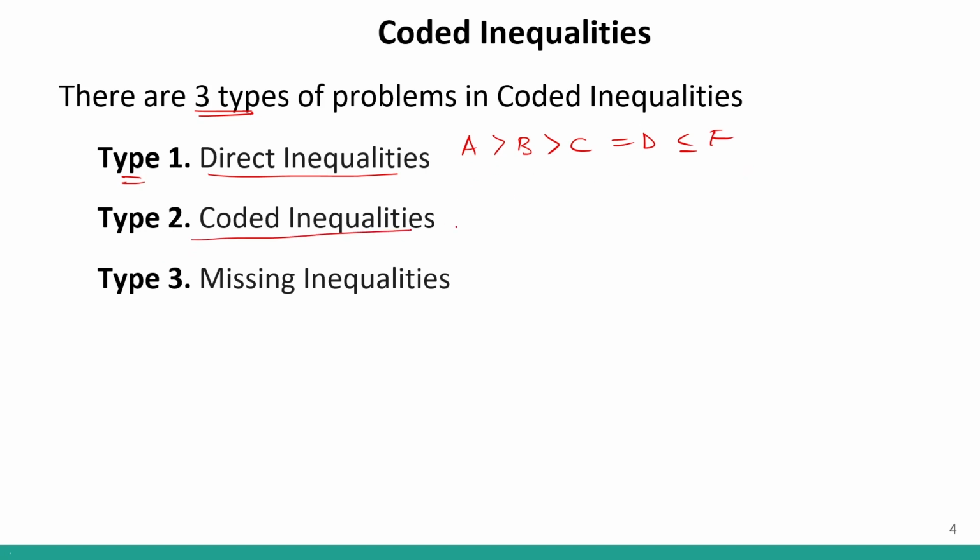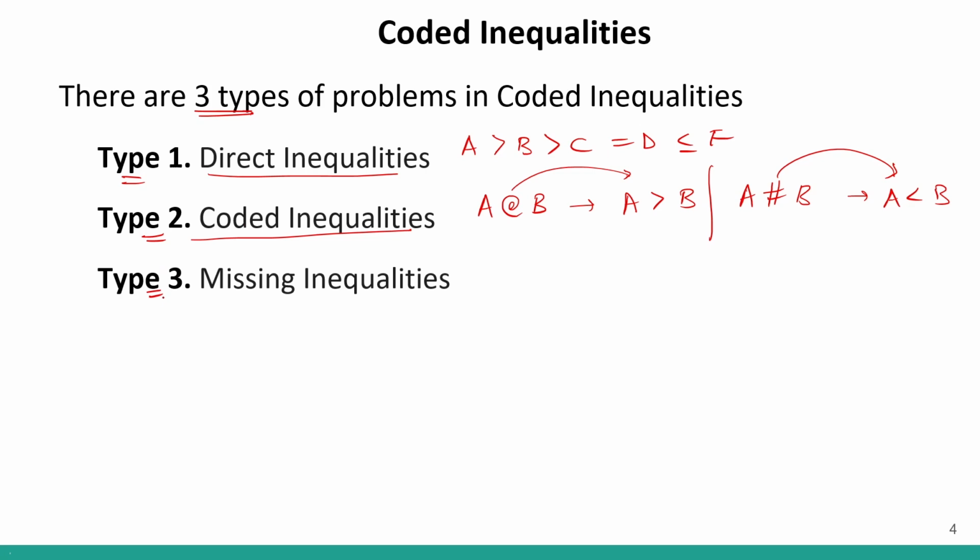Coded inequality means it would be given to us that A at the rate P, and this symbol, let's say, is coded for A is greater than B. Similarly, you will get A hashtag B, let's say, and this symbol is coded for A is smaller than B. The concept of coding decoding, we have already done that, correct? So the concept of coding decoding is added into inequalities. These types of questions you can get in coded inequalities.